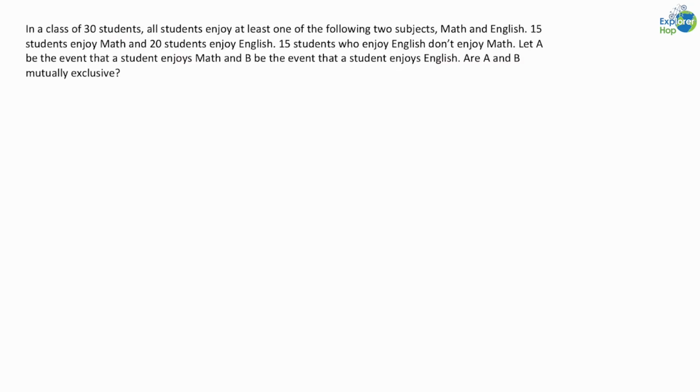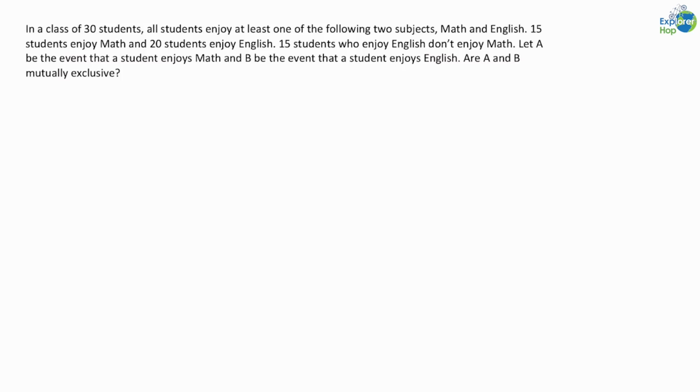So for this example, we're told that in a class of 30 students, all students enjoy at least one of the following two subjects, math and English. 15 students enjoy math and 20 students enjoy English. 15 students who enjoy English don't enjoy math. Then we let A be the event that a student enjoys math and B be the event that a student enjoys English. Are A and B mutually exclusive?